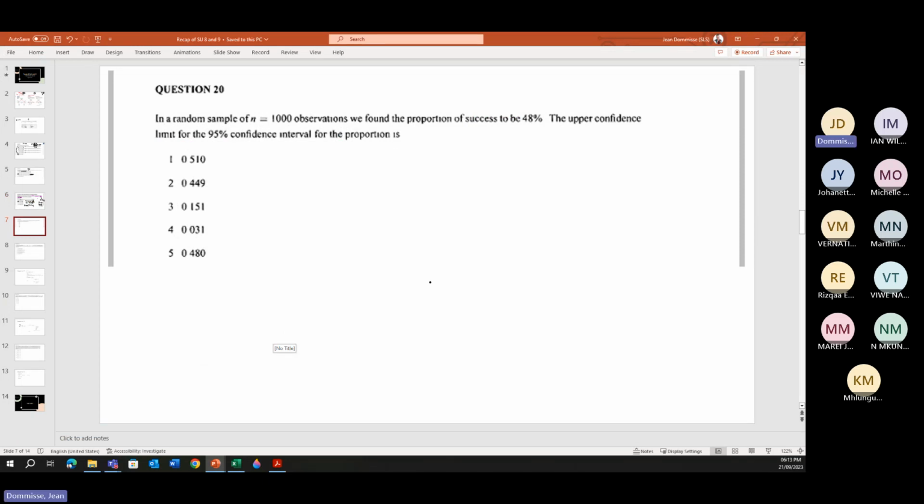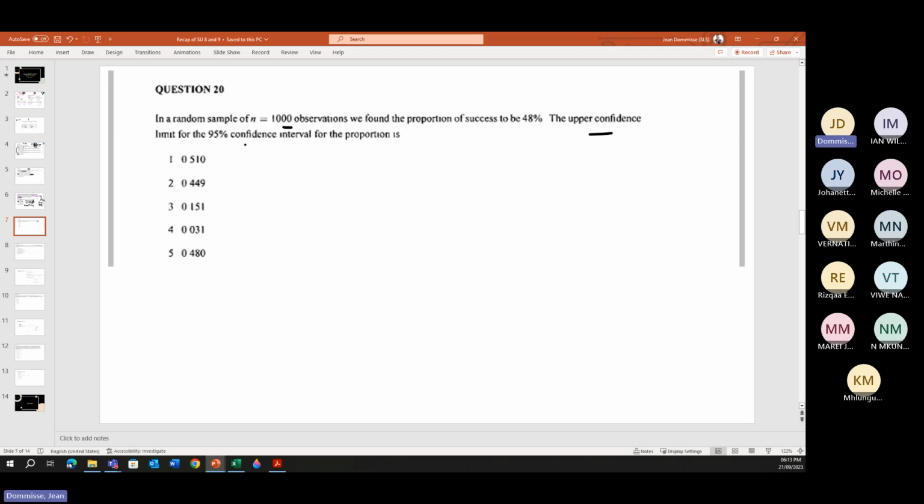So the next question is one I thought was quite interesting. In a random sample of 1,000 observations, we found the proportion of success to be 48%. The upper confidence limit for the 95% confidence interval for proportion is... Okay, so you only need to give the upper confidence limit.